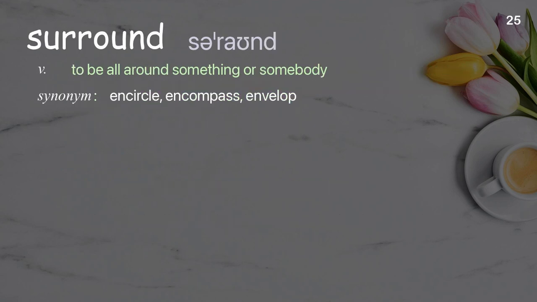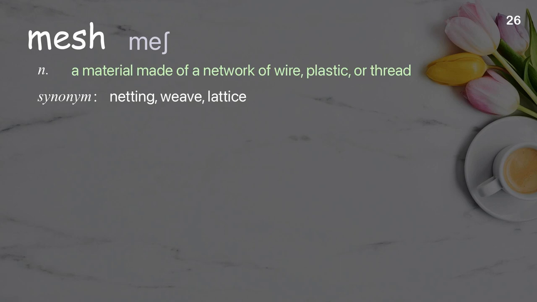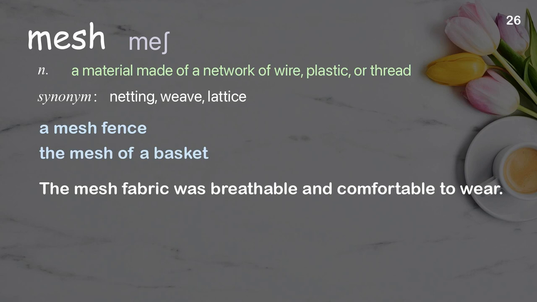Surround: to be all around something or somebody. Examples: surround a town, a stone wall surrounds the palace. On three sides, mountains surround the settlement. Mesh: a material made of a network of wire, plastic, or thread. Examples: a mesh fence, the mesh of a basket. The mesh fabric was breathable and comfortable to wear.